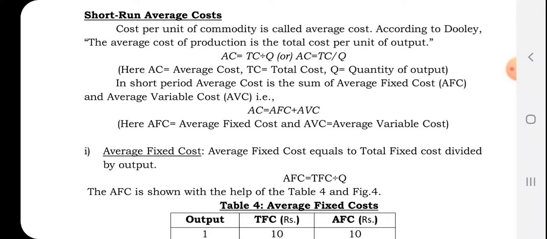How can we compute it? A very simple formula. Average cost is equal to total cost divided by quantity. Otherwise, during the short period, since we can have fixed cost also, we can compute the average cost by adding average fixed cost and average variable cost. Let us see how we are computing this average fixed cost and average variable cost.